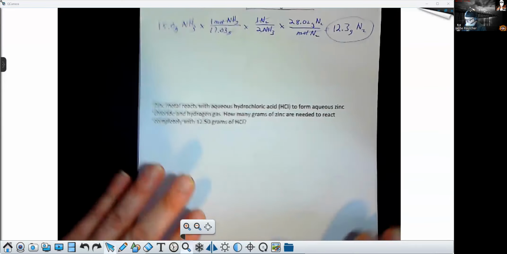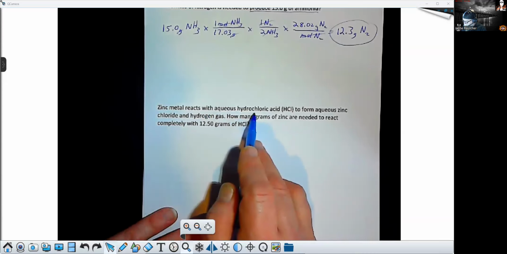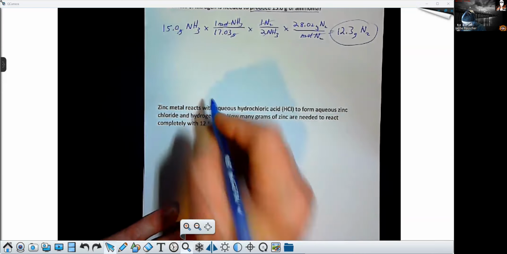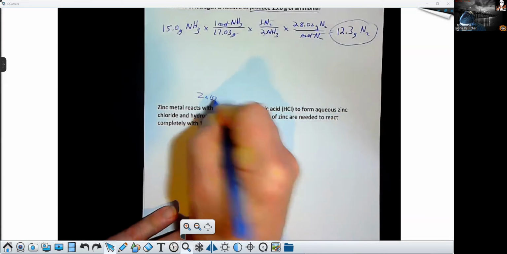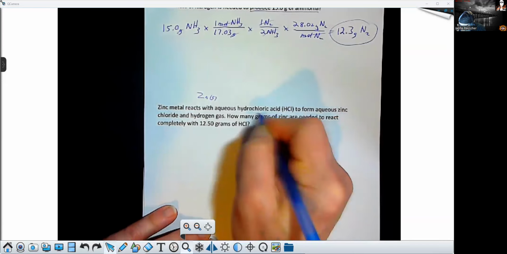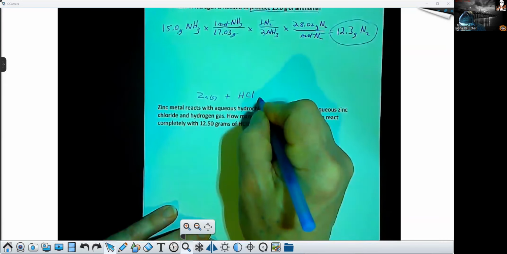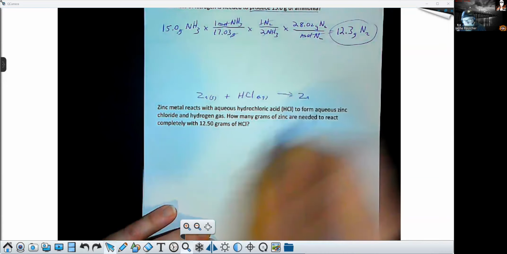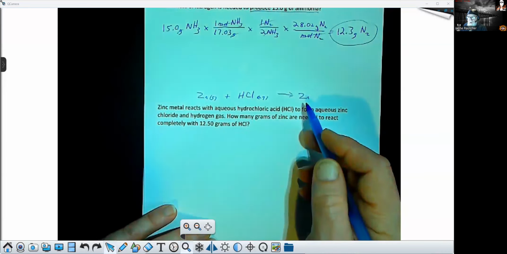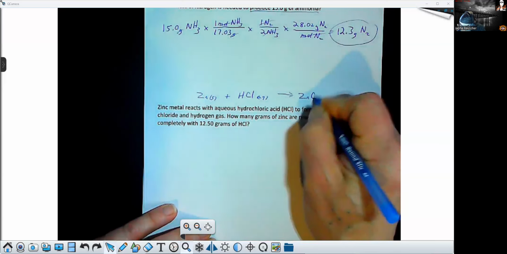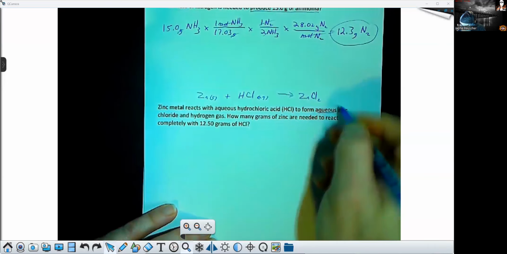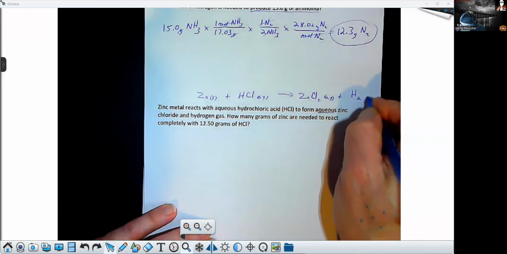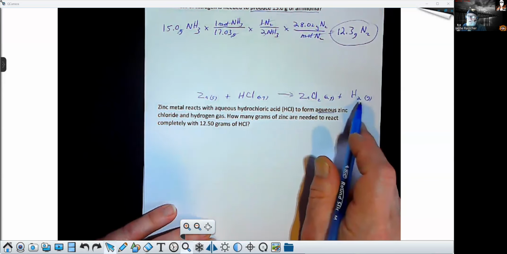So let's do this. Zinc metal reacts with aqueous hydrochloric acid, HCl, to form aqueous zinc chloride and hydrogen gas. So we have zinc metal, Zn, solid, reacts with hydrochloric acid, HCl, aqueous, to form zinc chloride. So you need to know how to make that formula. Zinc is a +2, chlorine is a -1, so it's going to be ZnCl2, and that's aqueous, right? Plus hydrogen gas, H2 gas. And it's important that you know that hydrogen is one of the diatomics.